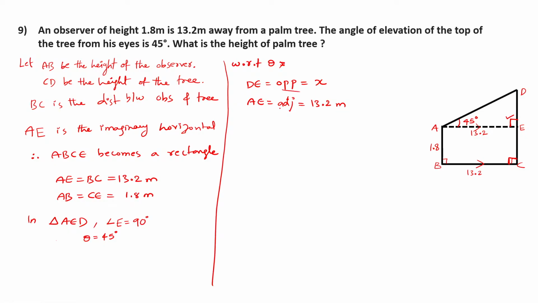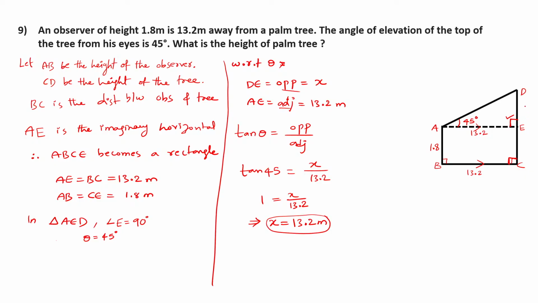So the opposite versus adjacent side ratio is tan theta equals opposite by adjacent. The theta value is 45 degrees, given in the question. So tan 45 equals opposite side x, adjacent side 13.2. Tan 45 is 1, so 1 equals x by 13.2. If you transpose 13.2 to the other side, we simply get x equals 13.2 meters.